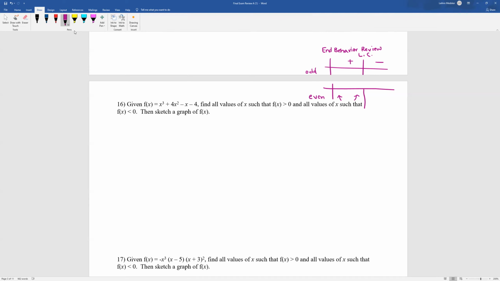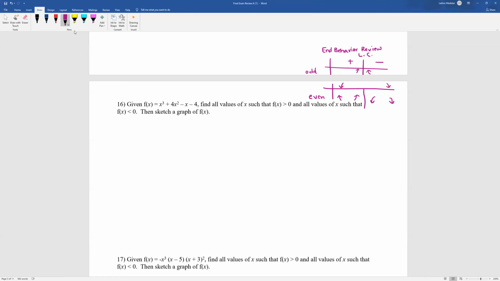If you're even and you have a negative in front as your leading coefficient, it just reflects it over the x-axis, essentially, those pieces. So it flips both end behaviors down. If you have an odd with a leading coefficient that's positive, it behaves like x cubed. So it's going to be down on the left and up on the right. If you change the leading coefficient to negative, that just flips which one is up and which one is down.